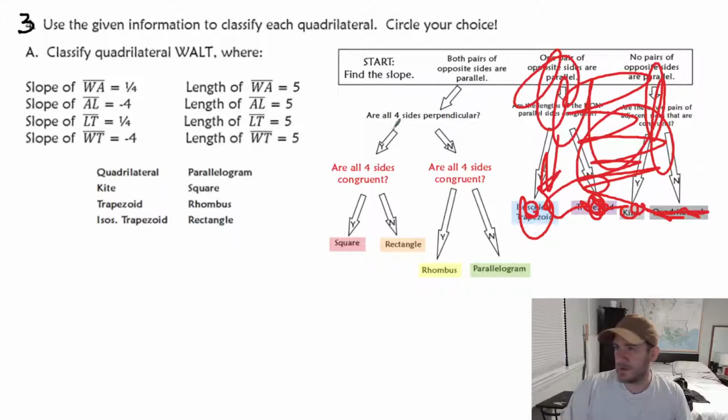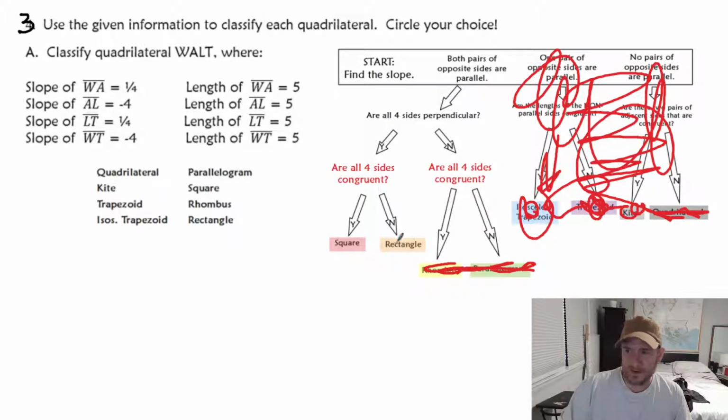And that means that we're coming down this path. And that means we're not coming down this path. So we're not a parallelogram, we're not a rhombus. So finally, the question to ask is, are all 4 sides congruent? And they are. 5, 5, 5, and 5, right? So that means we're a square.